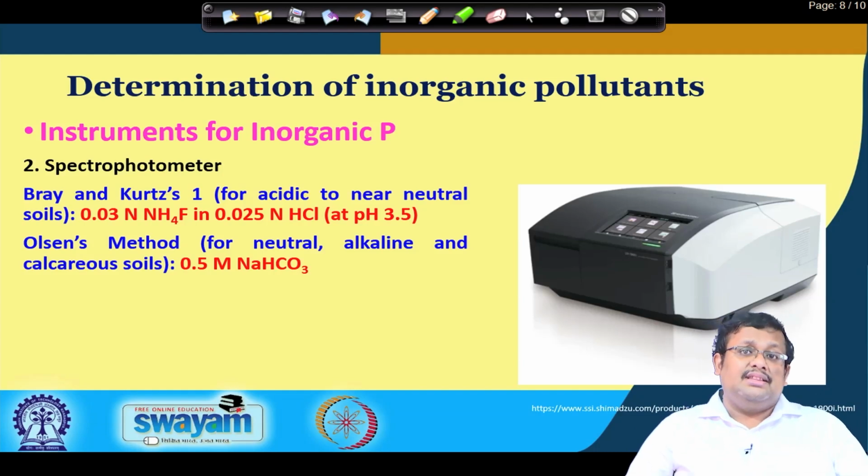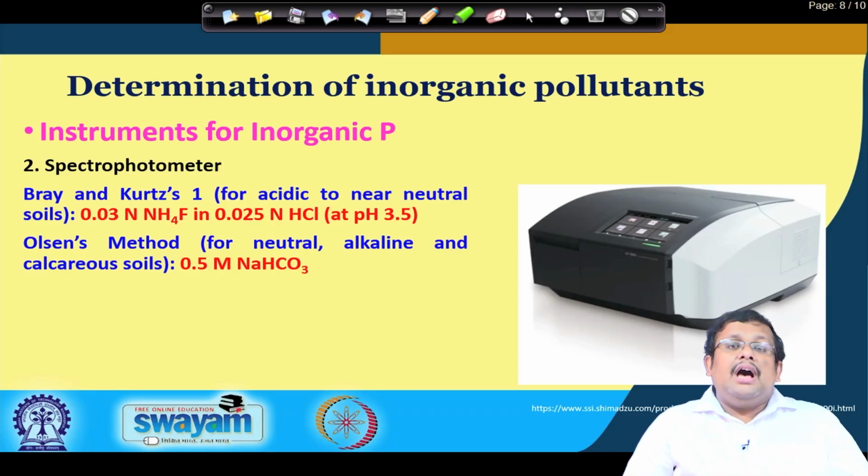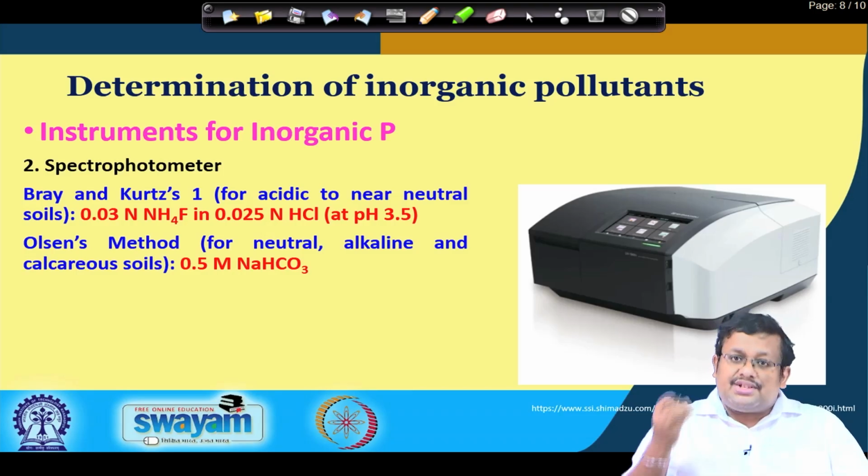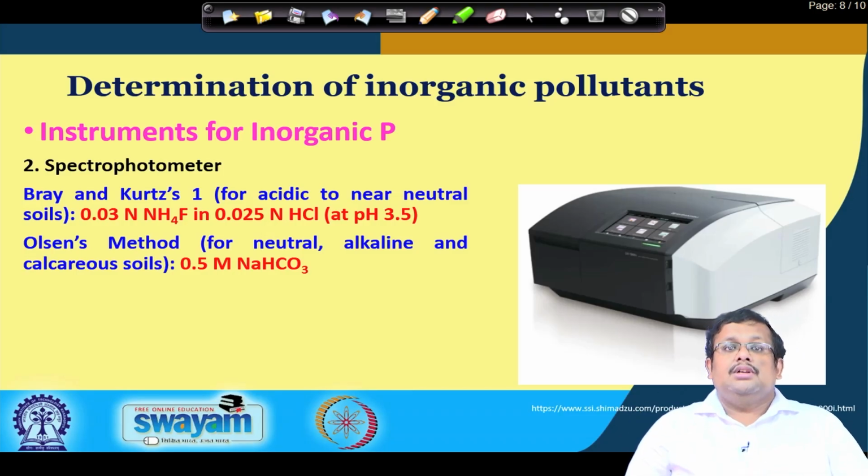The second important thing for measurement of inorganic phosphorus is known as the spectrophotometer. And sometimes you will see people using a term called colorimeter also. So, we will see what the difference is. Now, before measuring the concentration of orthophosphates or inorganic phosphate in a spectrophotometer, we need to extract the phosphorus. So, for extracting the phosphorus, we need to have some kind of extracting solutions. There are two types of extracting solution we generally use.